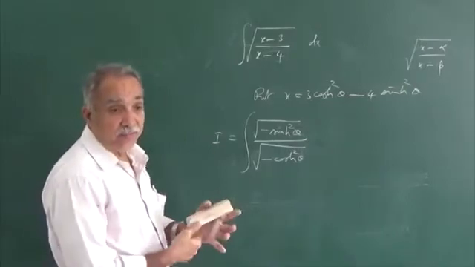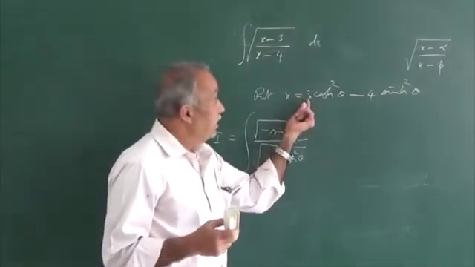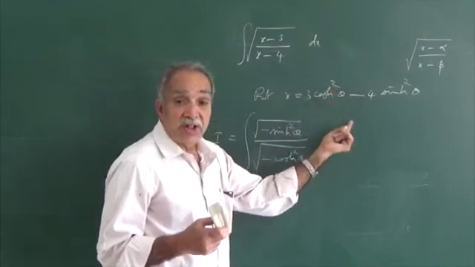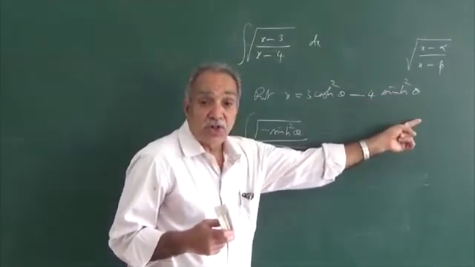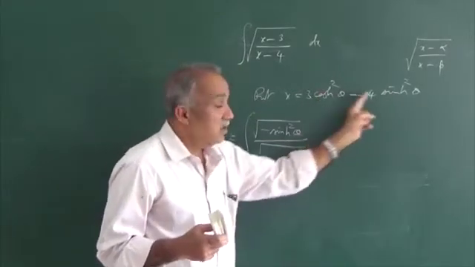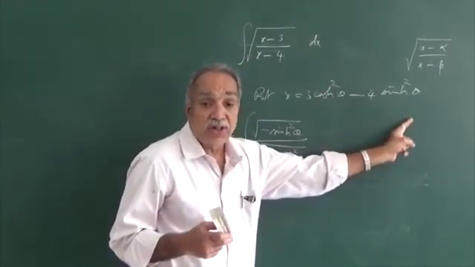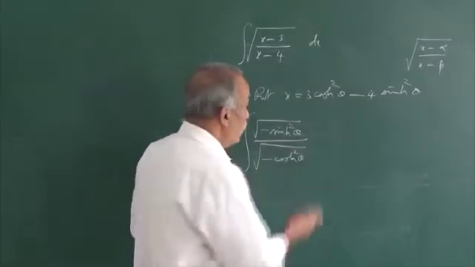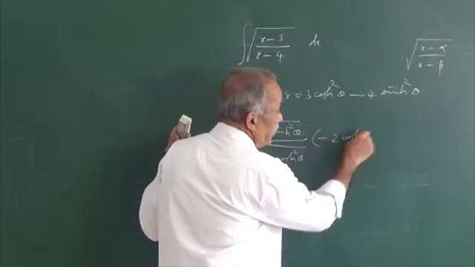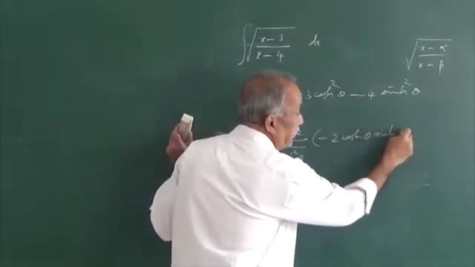Then dx. Dx will be 3 into 2, 6 cosh theta sinh theta, minus 4 into 2, 8 sinh theta cosh theta. 6 cosh theta sinh theta minus 8 cosh theta sinh theta is minus 2 cosh theta sinh theta d theta.